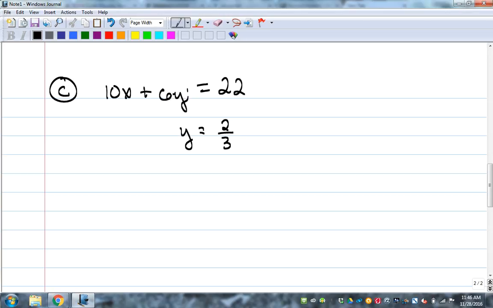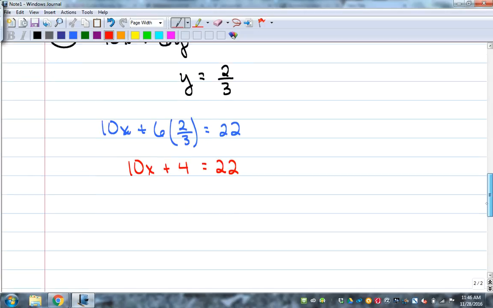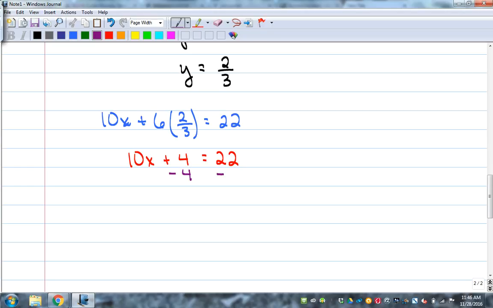What do we do? Yeah. 10x plus 6 times 2/3 equals 22. What's 2/3 of 6? 4. So we have 10x plus 4 equal to 22. Subtract the 4. 10x is equal to 18. Now what? Divide by 10 on both sides.